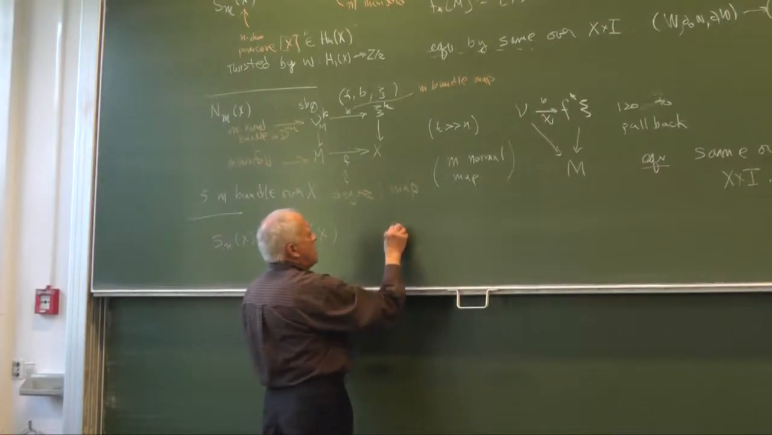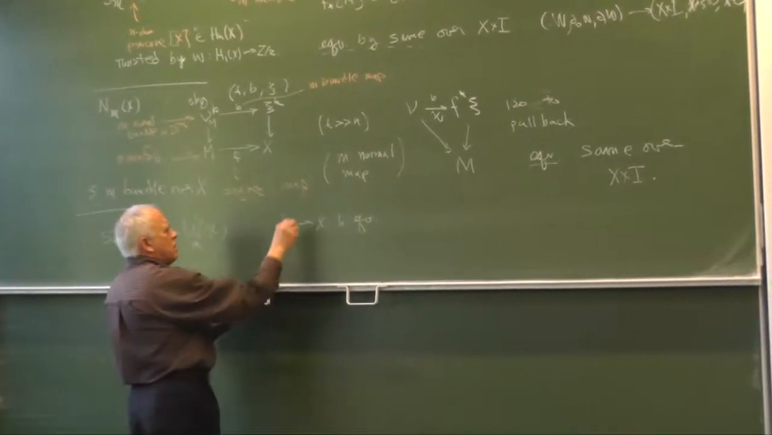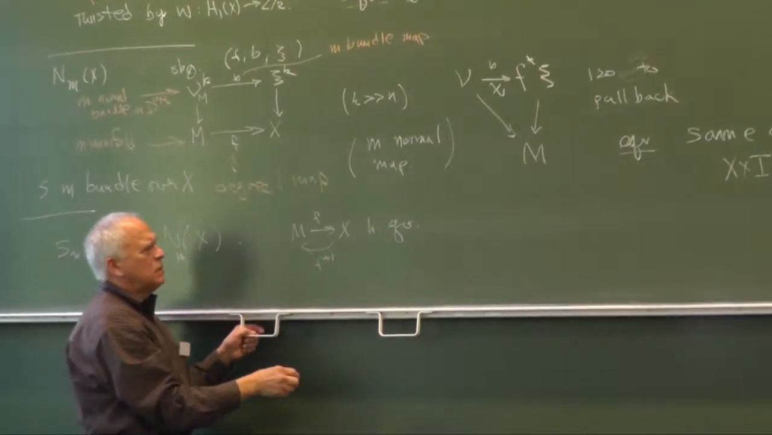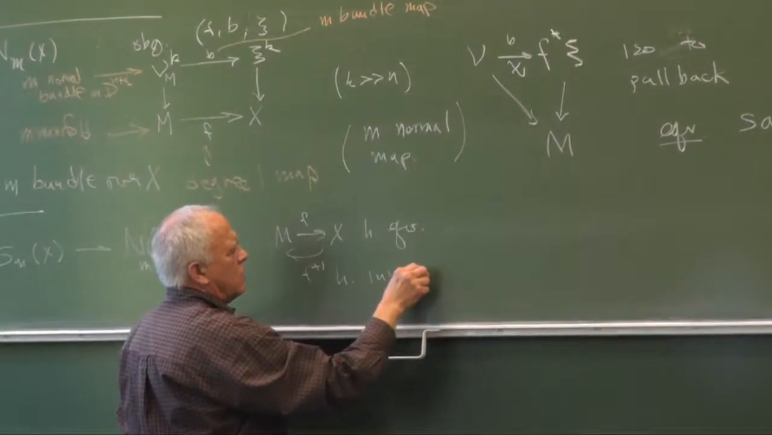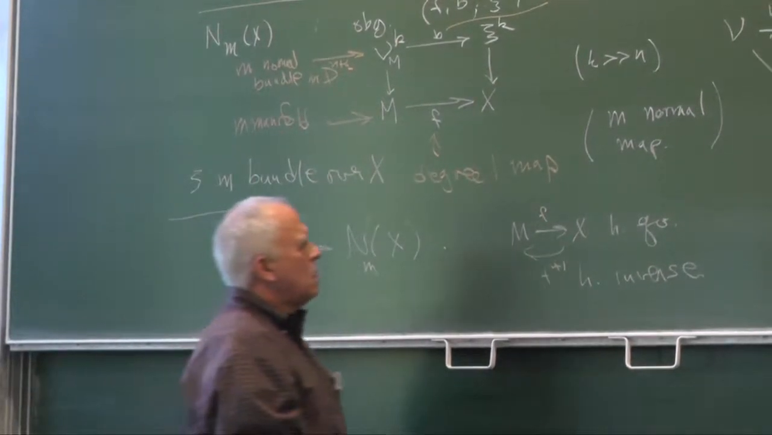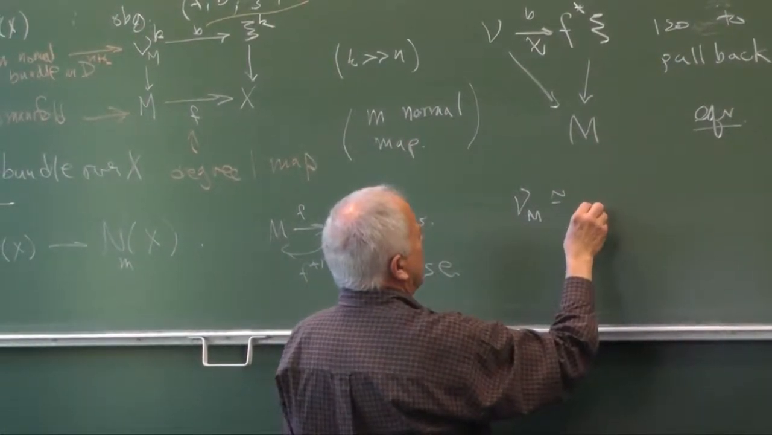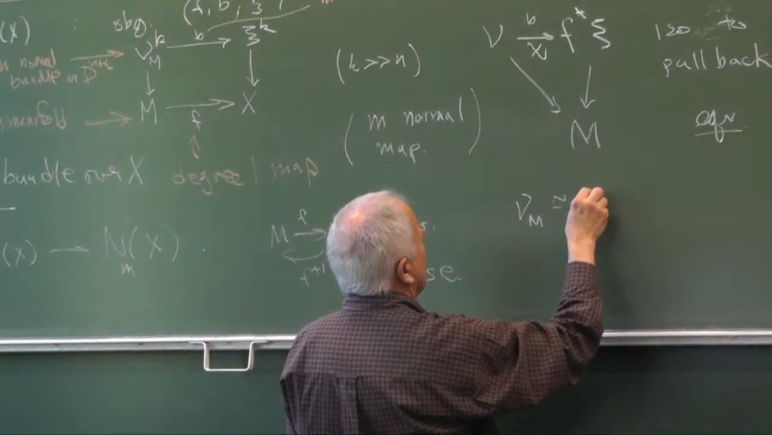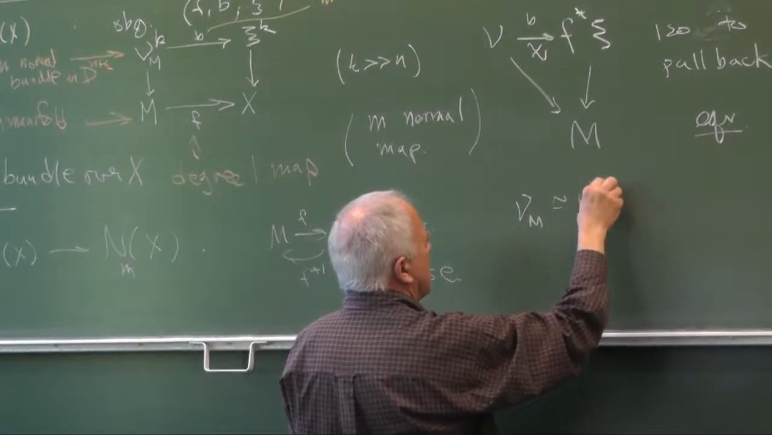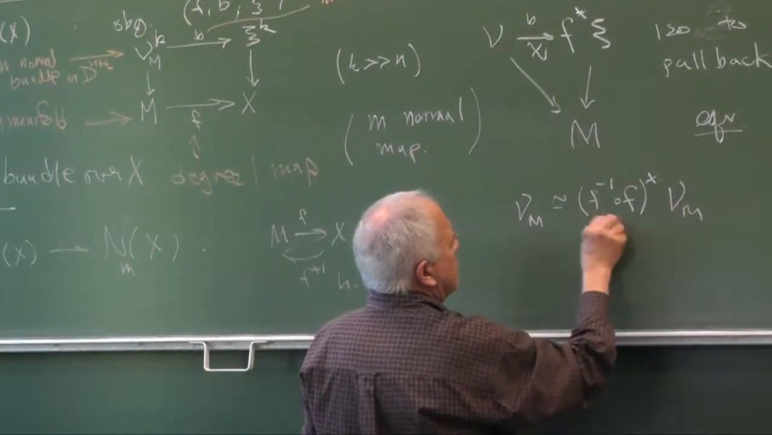So if F is a homotopy equivalence, then, so this is F, then we have a homotopy inverse. The only thing we're missing is this bundle information. Well, the normal bundle of M is isomorphic to F inverse composed with F star, normal bundle of M. This is the identity.